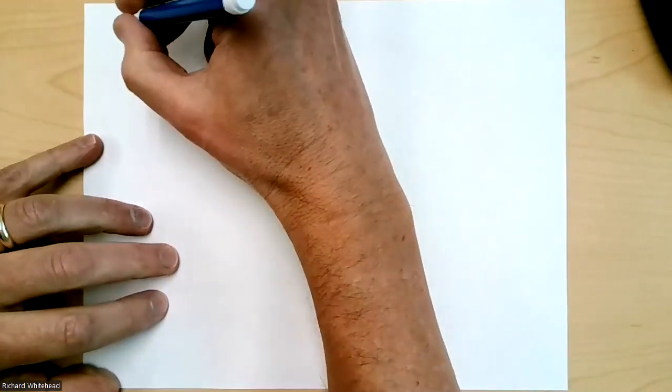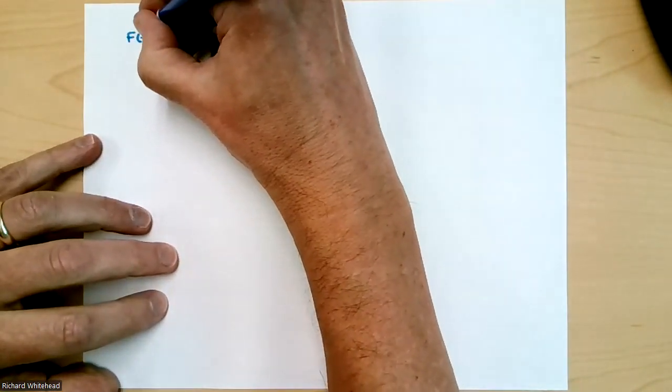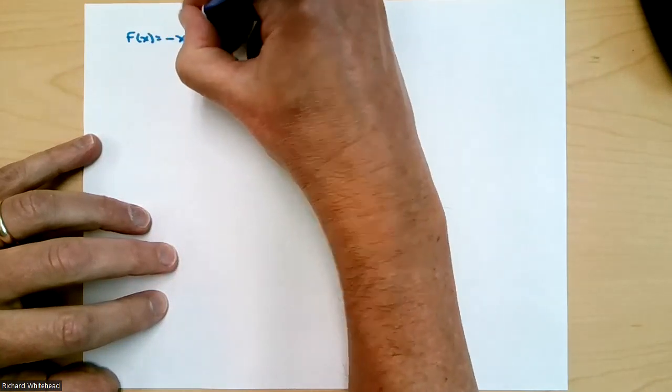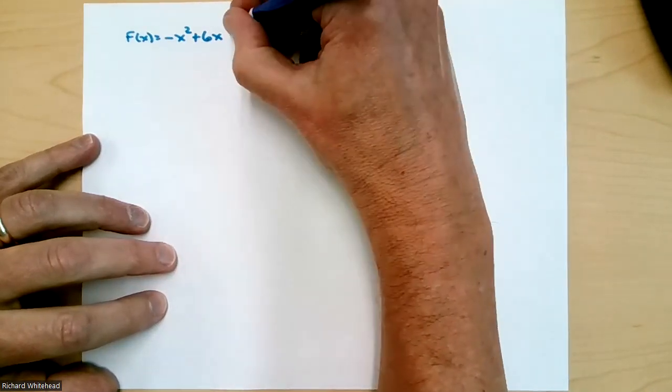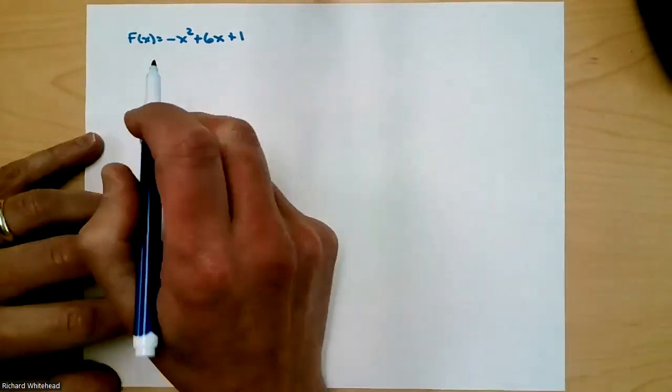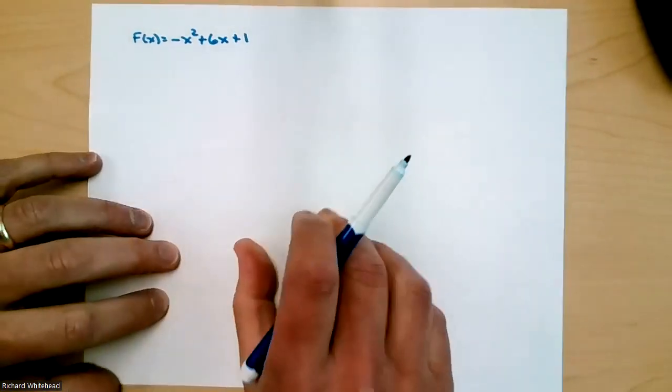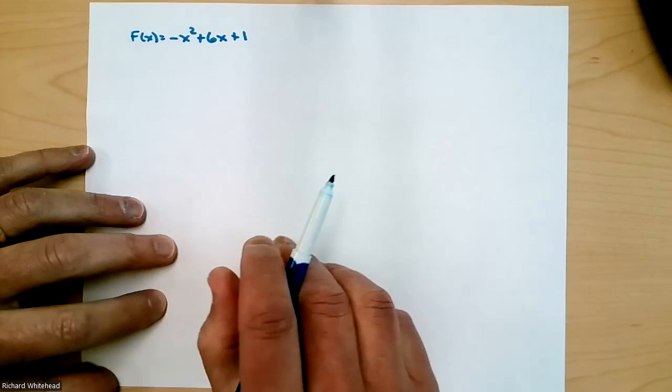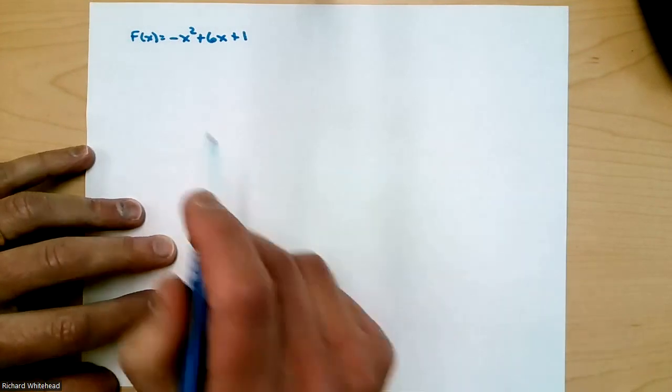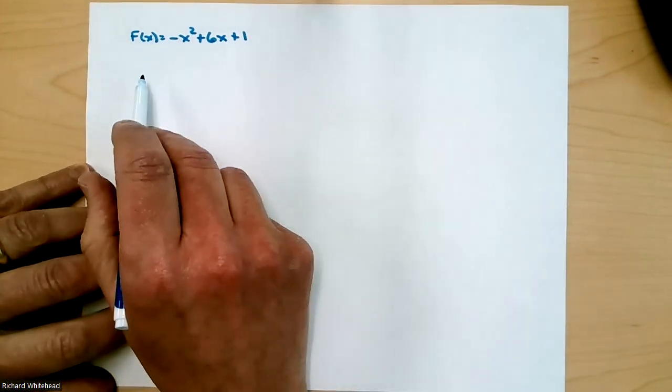Okay, let's talk about the last topic for this material, and that's the quadratics. So if we have something like this, f of x equals negative x squared plus 6x plus 1, and we say, find the vertex of that. And you're thinking, well, I know how to find the vertex. I've been doing that since I was a little kid. Well, we're going to do something different. We're going to do it using calculus.